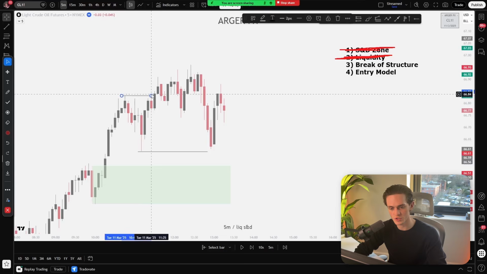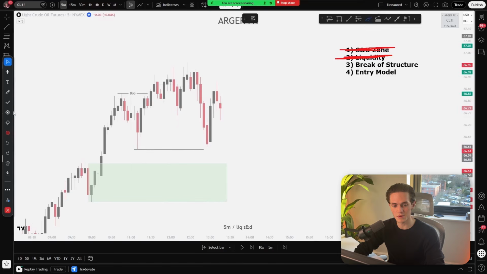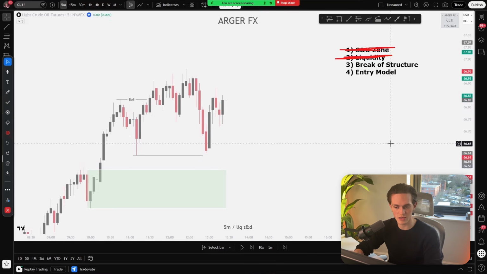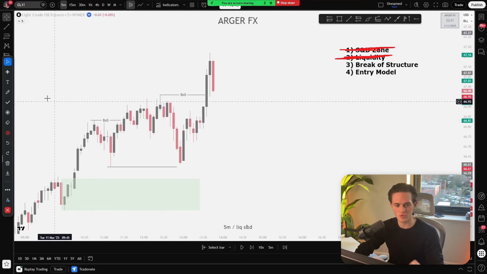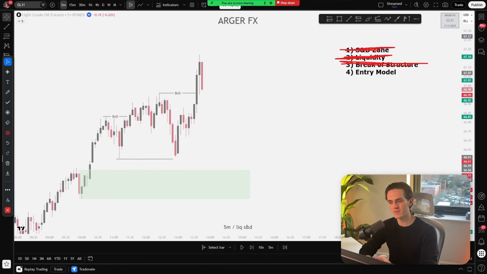Now I've already broken structure to the upside for this first swing, technically meaning if we did come down to zone from here, then it would have been completely valid to take. But if we skip forward, we can see the market wanted to break this structure to the upside once again. So that is step three ticked off. Now, before we come down to our entry and get our fourth point, I want to add something to this.